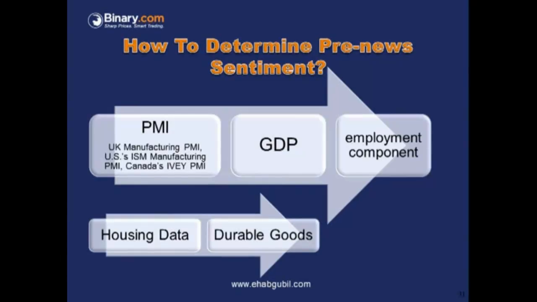The same with ADP and non-farm payroll. US ADP has an impact on the expectation of non-farm payroll. Challenger's job cuts report could affect unemployment rate. Remember also purchasing manager index such as UK manufacturing PMI, US's ISM manufacturing PMI, Canada PMI also have an effect on the future GDP and the health of the economy and the employment component.